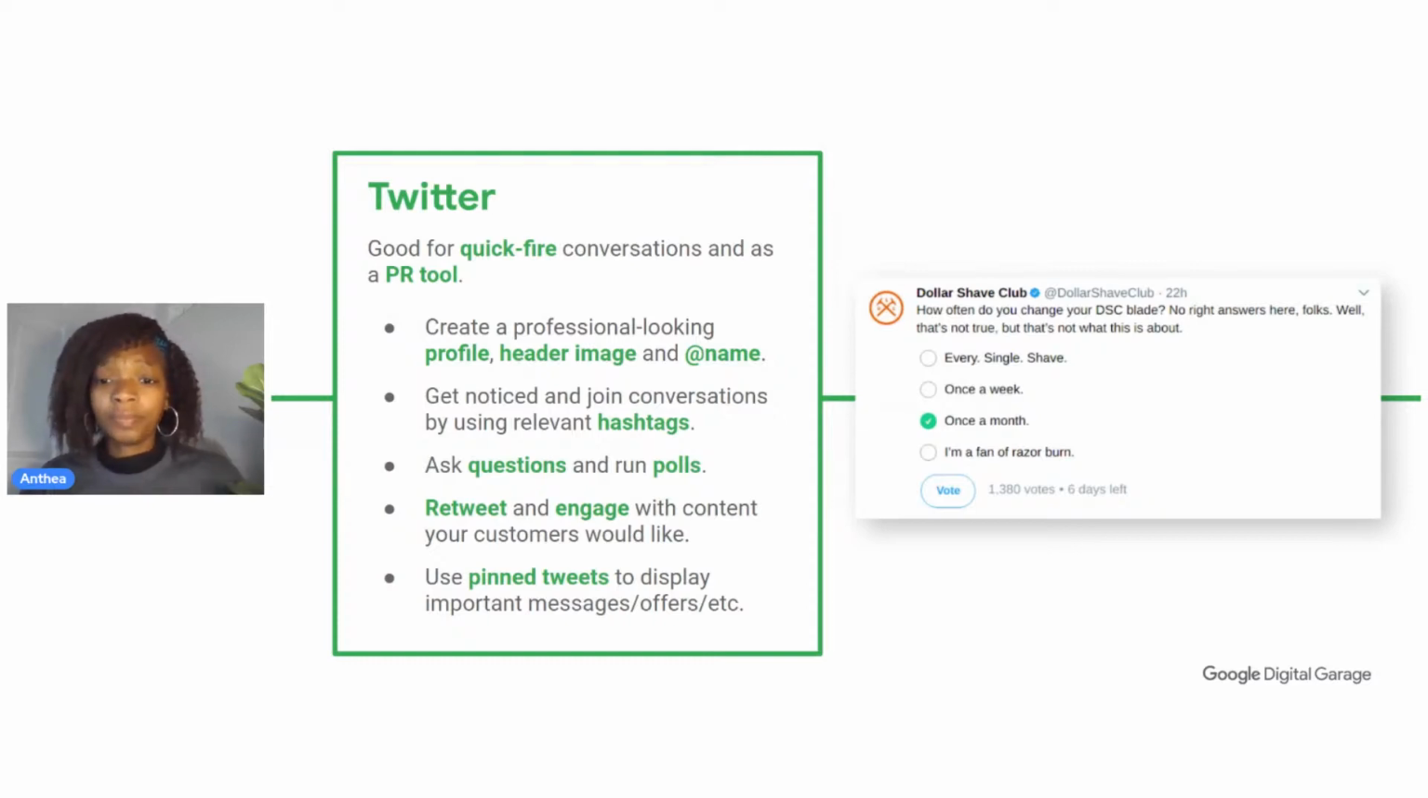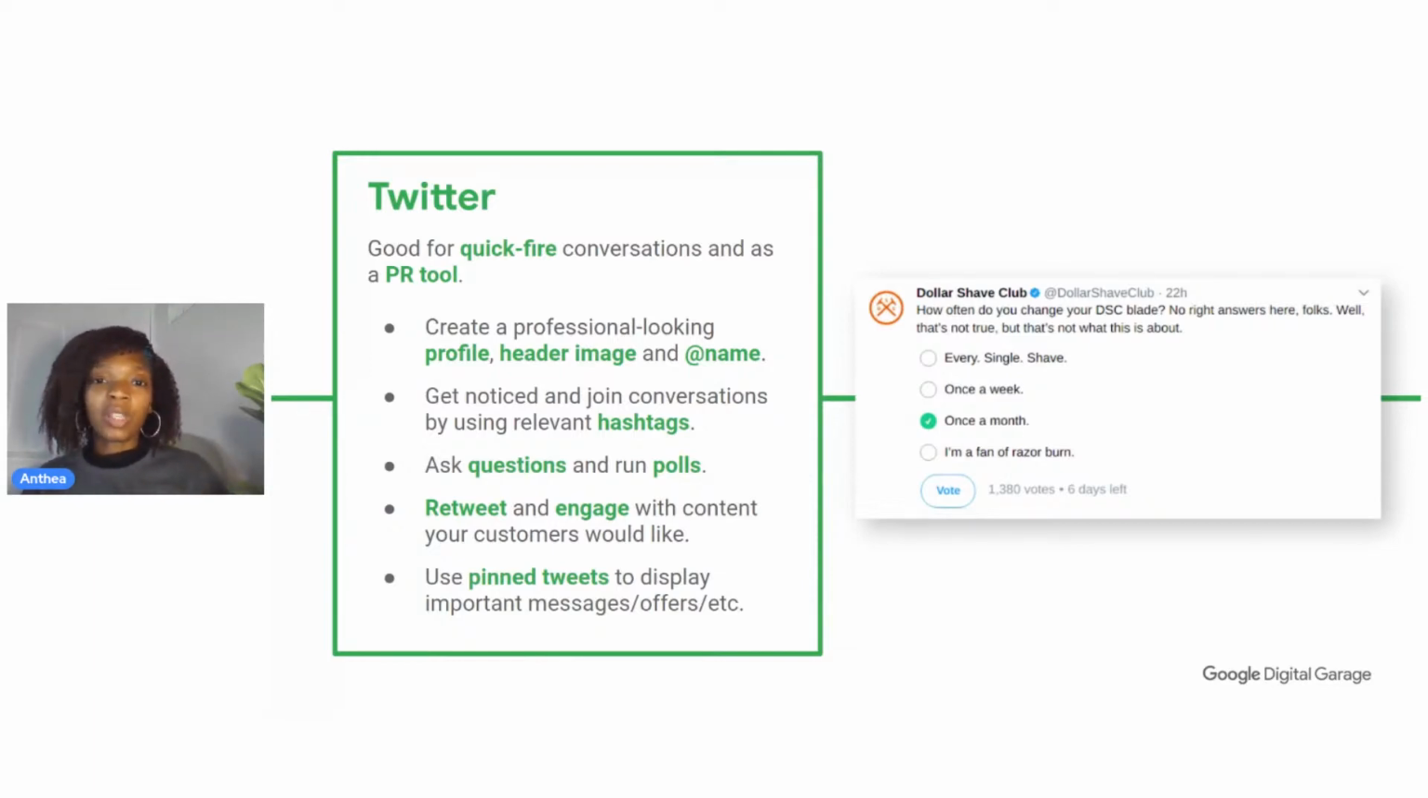So for Twitter, this is really good for a kind of quick fire, conversation, back and forth, engagement, PR type of thing. It allows you to create a professional looking profile, header, and also an @ name. Be very careful with your @ name. It needs to be something that's one, memorable, two, describable, and three, shareable.